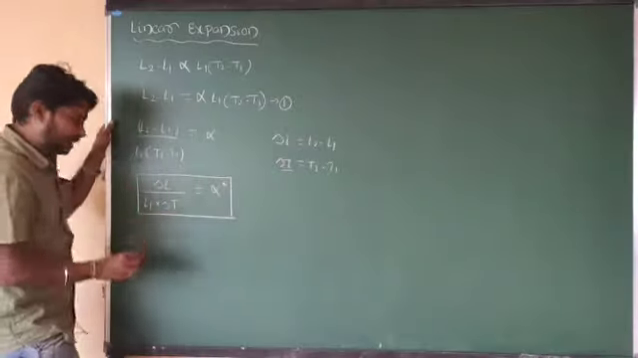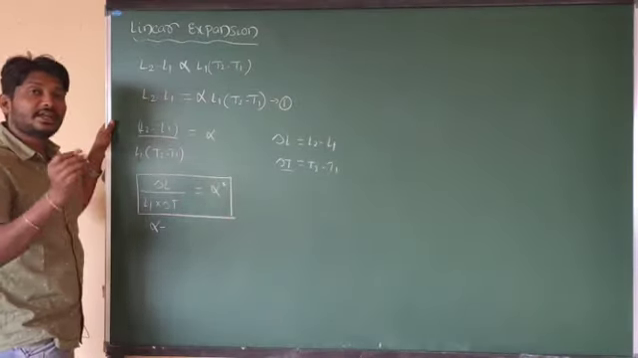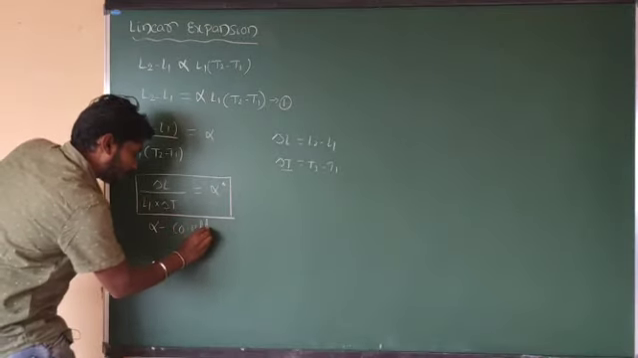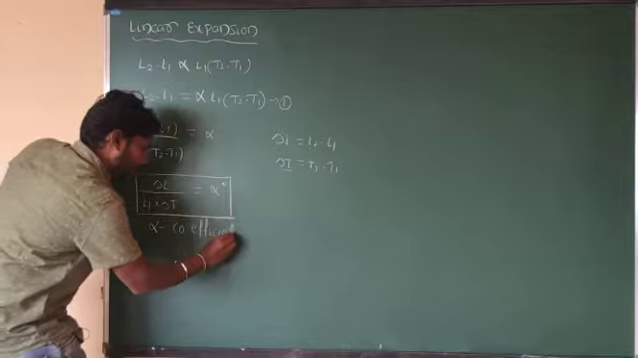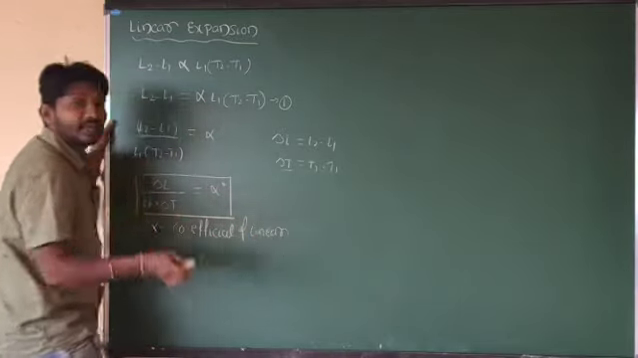coefficient of linear expansion. What does that alpha represent here? Alpha represents that coefficient of linear expansion.